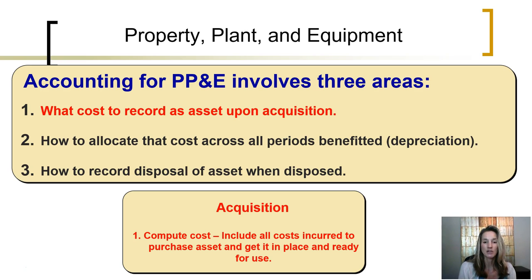In order to determine what amount we record in the asset account when it is first acquired, we need to compute the cost. And the cost that is recorded includes all costs incurred to purchase the asset, as well as get it in place and ready for its intended use.